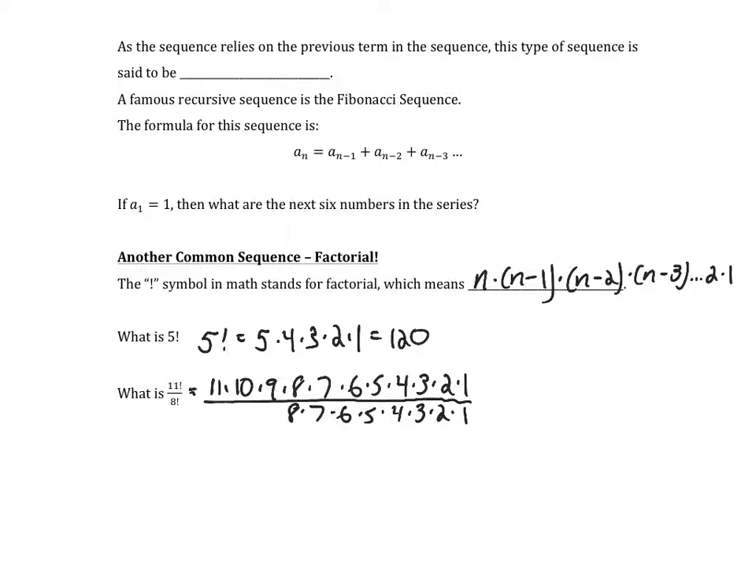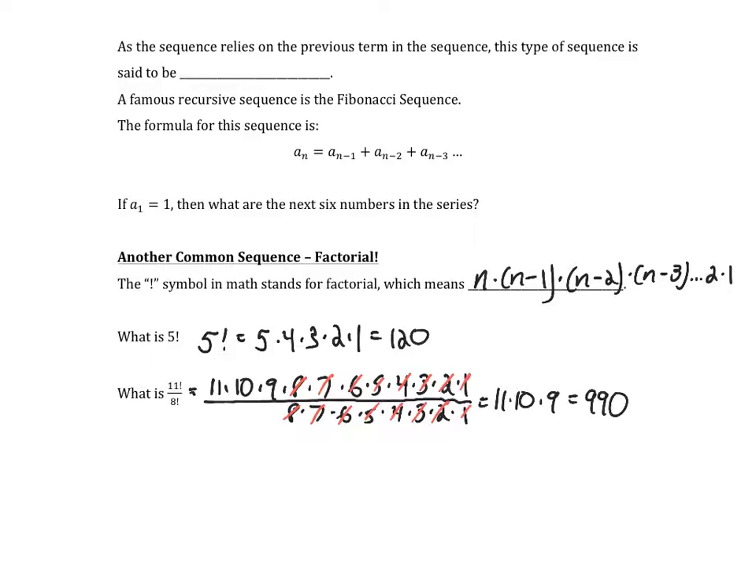Well, if we look at it, the top is all products and the bottom is all products. So any common terms among the both of them I can cross out. So I can cross out the 1s, 2s, 3s, 4s, 5s, 6s, the 7s, and the 8s, leaving me with 11 factorial over 8 factorial is really just equal to 11 times 10 times 9, which comes out to 990. So you can see all the factorials in the denominator cancel out, and I'm just left with all the numbers that aren't shared between the numerator and denominator.